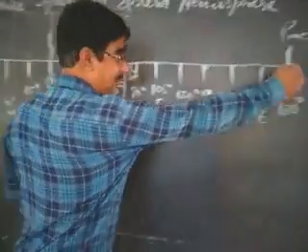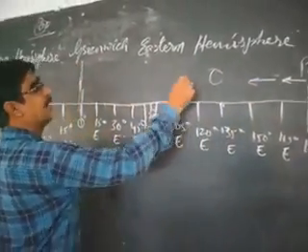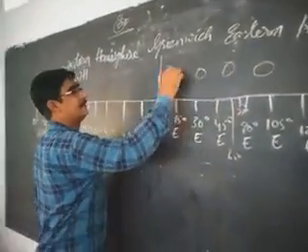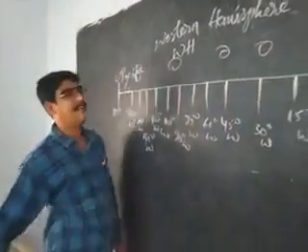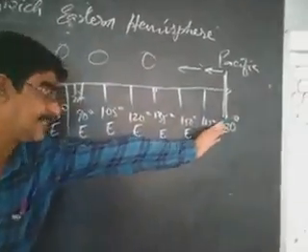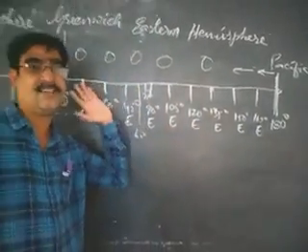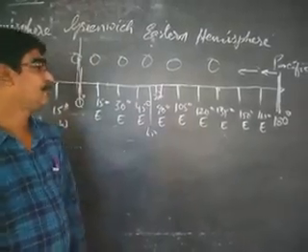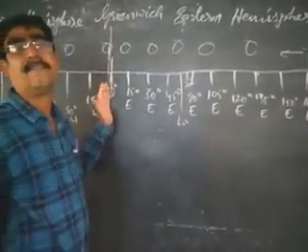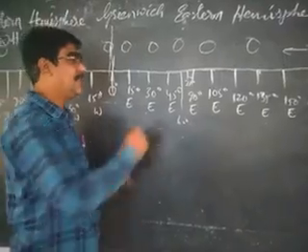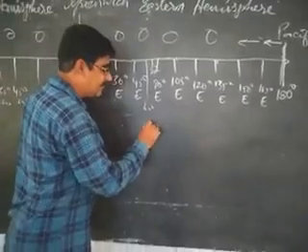See, the sun rays start from here to here. The sun moves like this. The first sunrise takes place here. From the eastern hemisphere to the western hemisphere he moves. See, from 180 degrees to 0 degrees, the time taken is 12 hours, because the difference between 0 degrees and 180 degrees is 180 degrees.